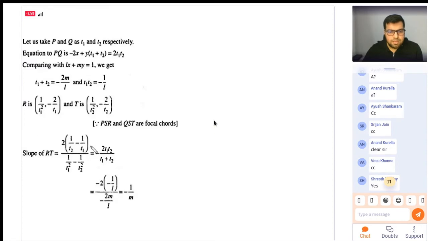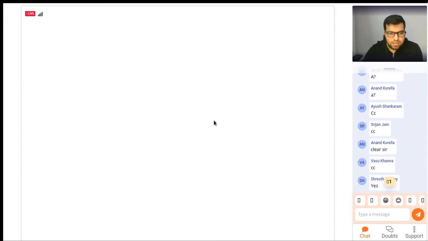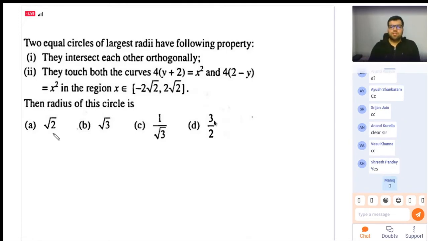So this is how we have to solve these questions. Similar solution you can refer, similar solution as I told. Now this question, students, do this question. Very important question.